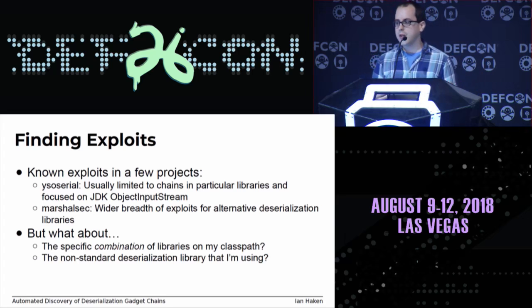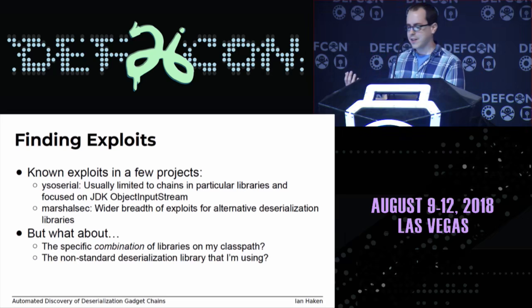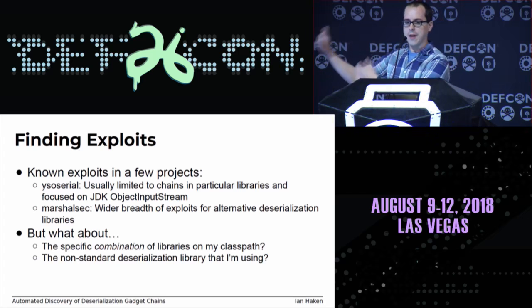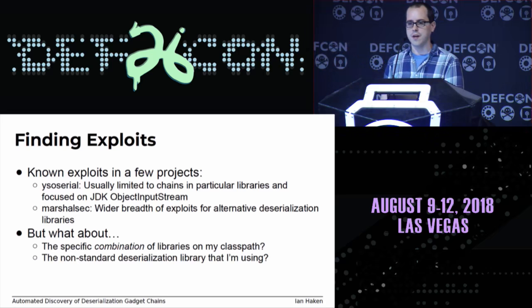So ysoserial is one of the most well-known projects in this space that Frohoff maintains, and it's got a bunch of gadget chains for the object input stream. Marshalsec is another project in this space that's got some wider breadth and understands some gadget chains for some of these other deserialization libraries, but they're both basically projects that have these known gadget chains, and you can compare your application to that list of bad libraries where you know there's some version of this particular library where you can construct a gadget chain.